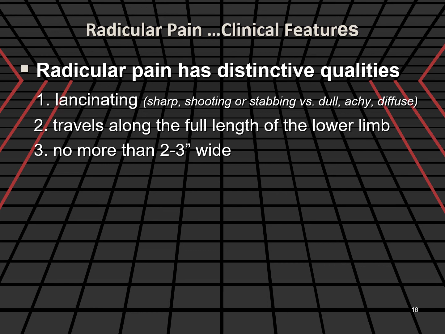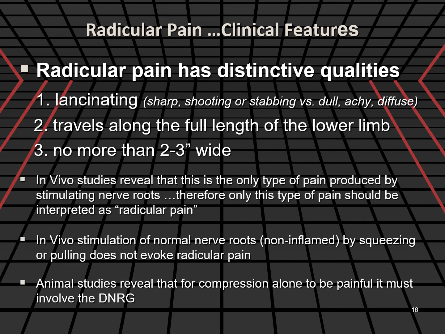It's no more than 2 to 3 inches wide. I look at it like duct tape. Imagine just running a piece of duct tape down a particular dermatome. That's very descriptive of how it would feel to the patient. In vivo studies reveal that this is the only type of pain. So remember what in vivo means, right? In vivo, living subjects, volunteers. Studies on living volunteers reveal that the only type of pain produced when they stimulate nerve roots is as described above.